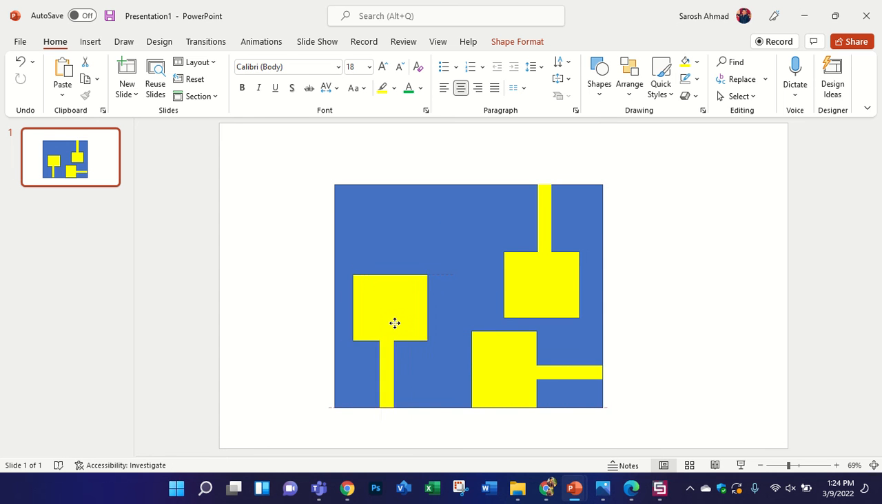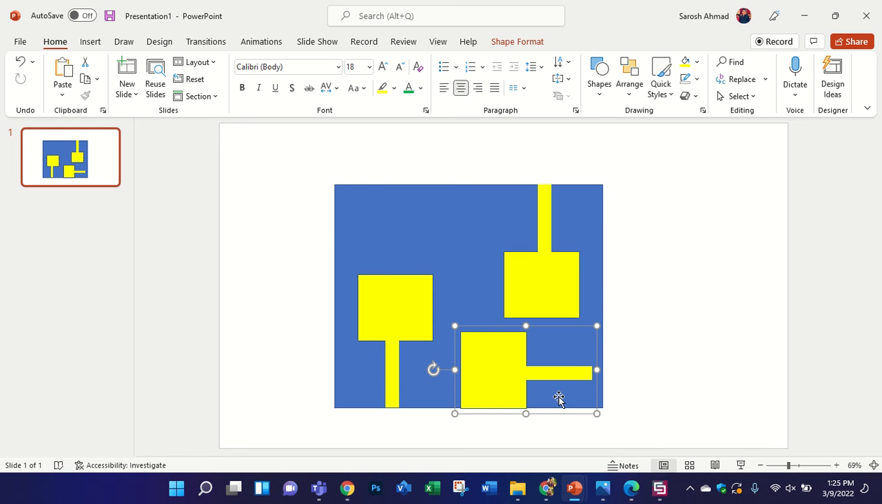Actually they use the full patch, and they also use this radiator, this patch, as a ground plane. Suppose the ground plane of this antenna is this patch, the second element.